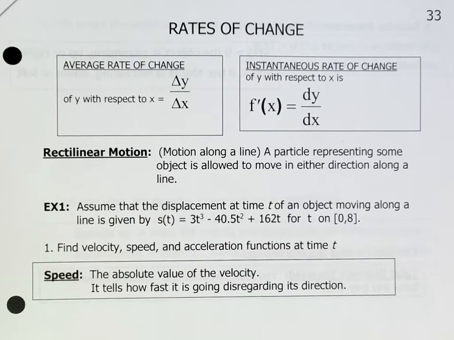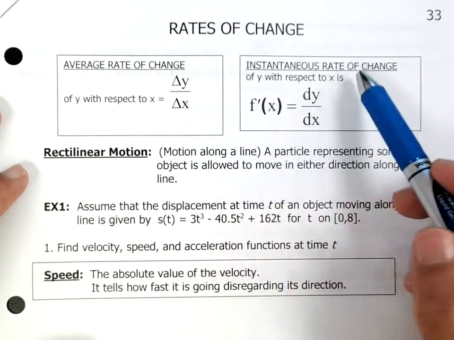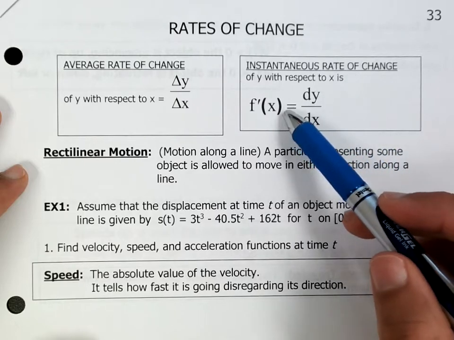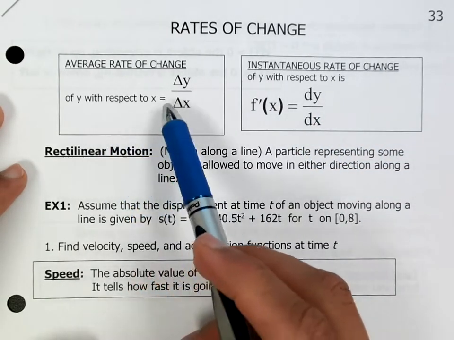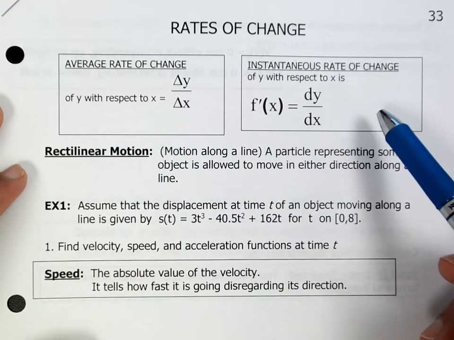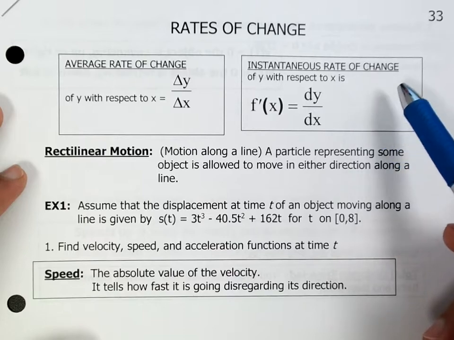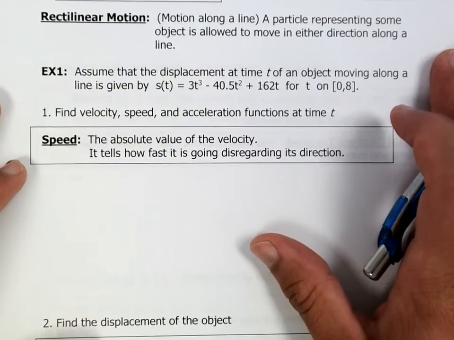This is topic 33, rates of change. So we all know that the average rate of change is the change in y over the change in x. Now, the instantaneous rate of change is the derivative of y with respect to x. Remember, this would be like a secant line, if you will, the slope between 2 points, and this would be the slope of a tangent line. But anyway, we're going to go ahead and go on to example 1.